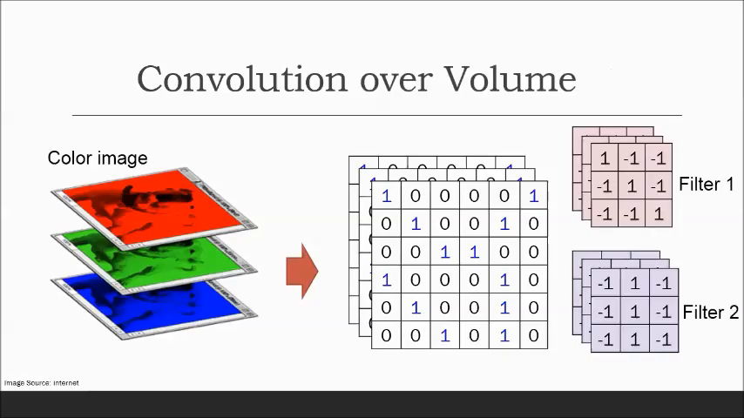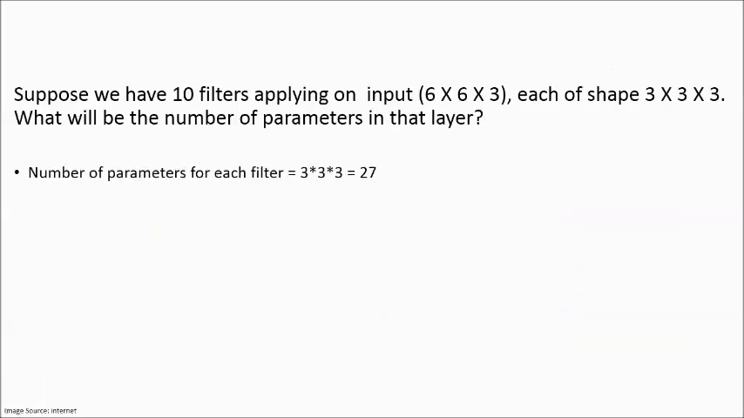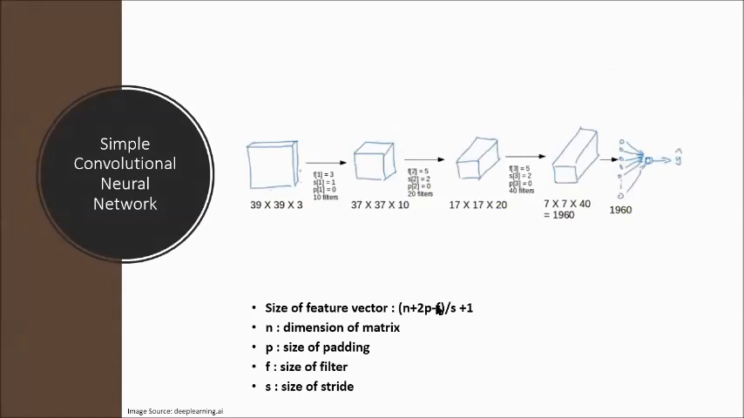What will be the effect of stride and filters on my output? Let's see the formula for the size of the feature map. I have put it over here. If we take 39 cross 39 and apply one filter of 3 with padding of 0 and stride of 1, how do we get 37 cross 37? Just put the values in this formula: (n plus 2p minus f) by s plus 1. If f is equal to 3, s is equal to 1 and p is equal to 0, you will automatically get this value, that is 37.